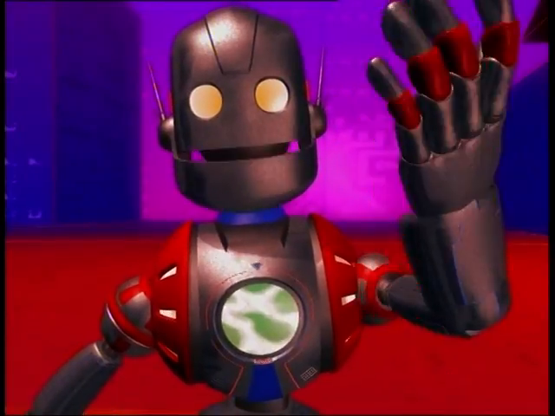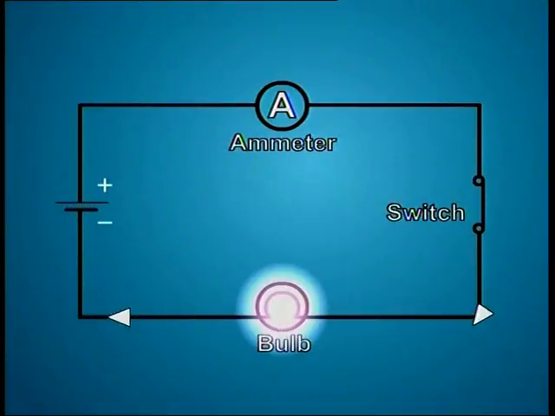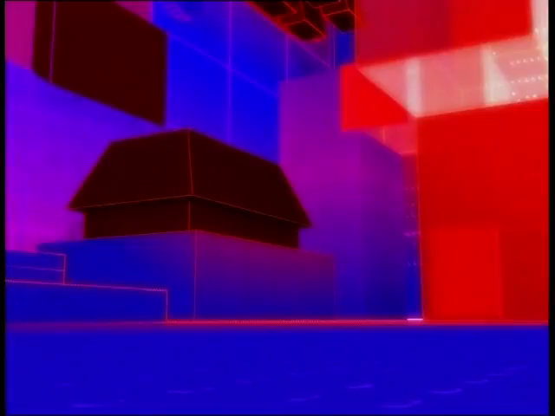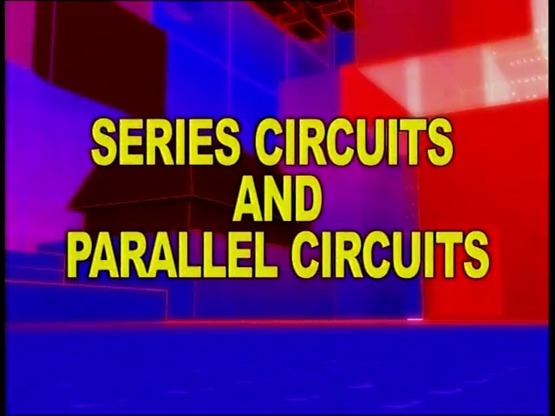Current will flow only through a complete circuit. A complete circuit is a circuit that hasn't any gaps. A gap occurs when a switch is open. This stops the current from flowing through the circuit. There are similarities and differences between a series circuit and a parallel circuit.